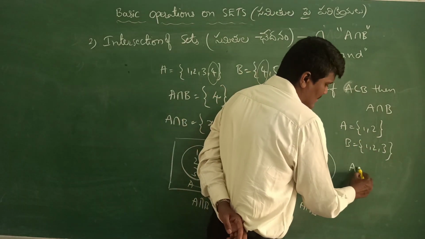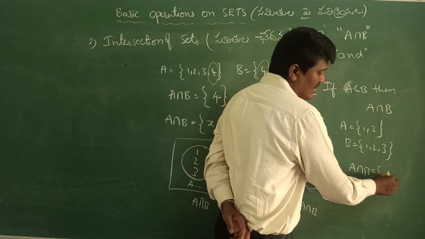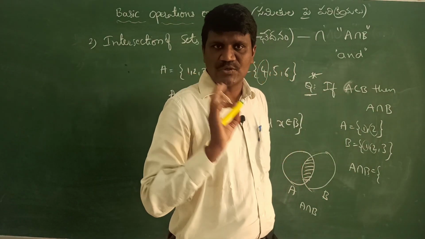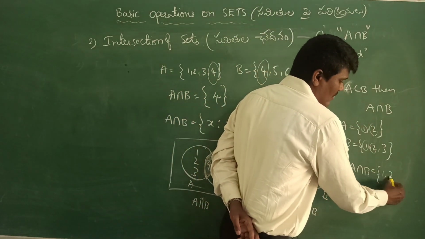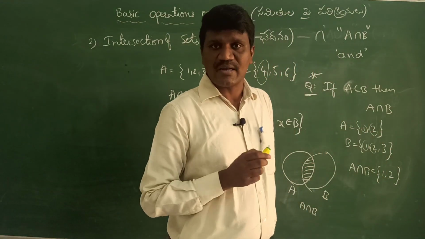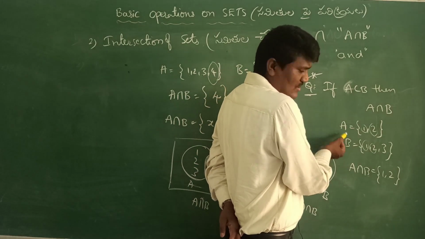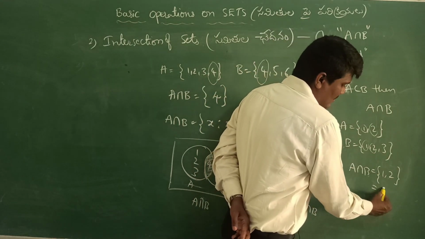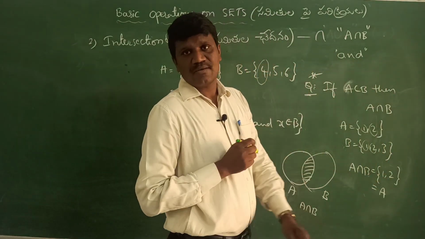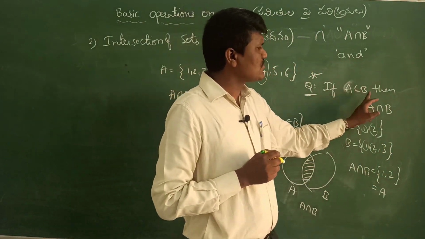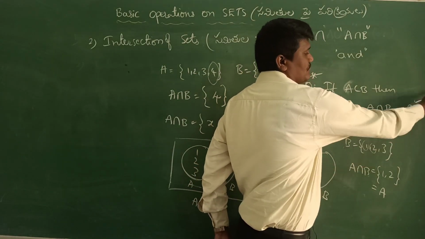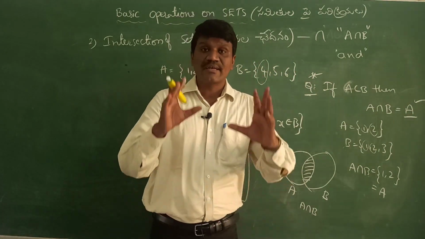Then what is A intersection B? A intersection B is nothing but common elements. Common elements we should write. So what are the common elements here? 1, 2 are common elements. So observe here, 1, 2 is nothing but A. Right? A is A intersection B. So now if A is a subset of B, then A intersection B is what? A. So we can conclude like this.